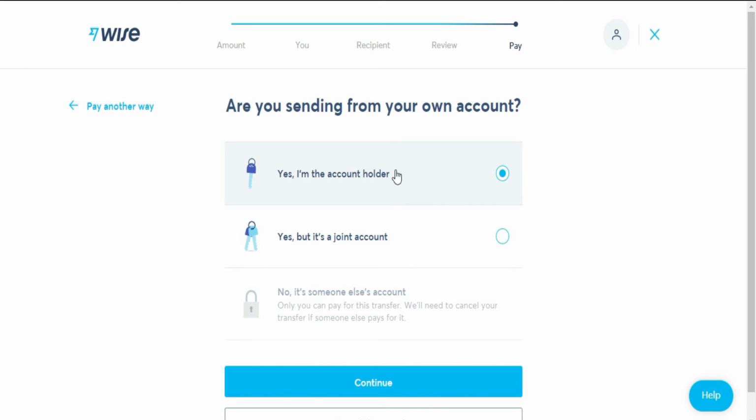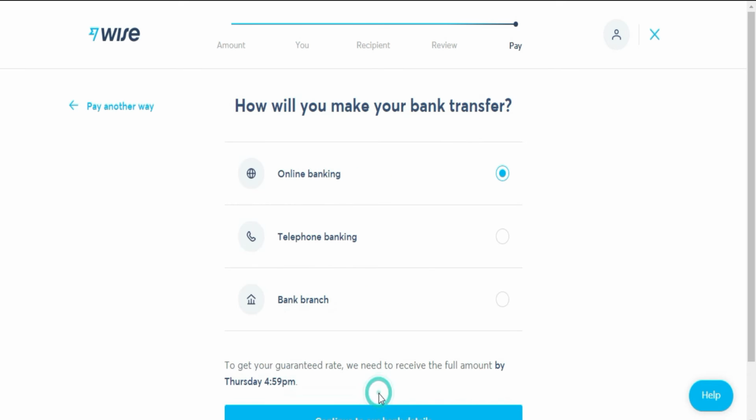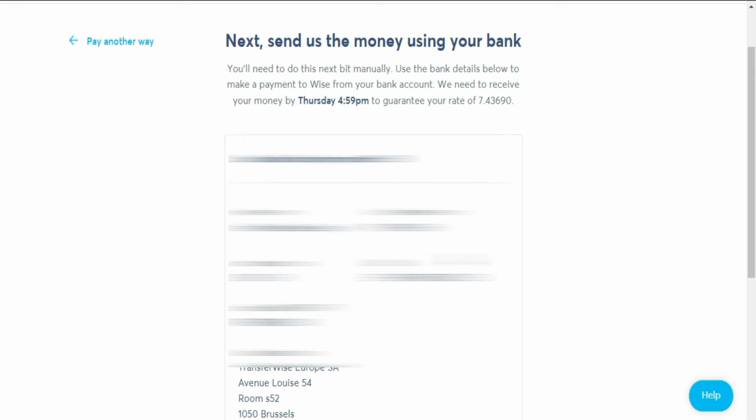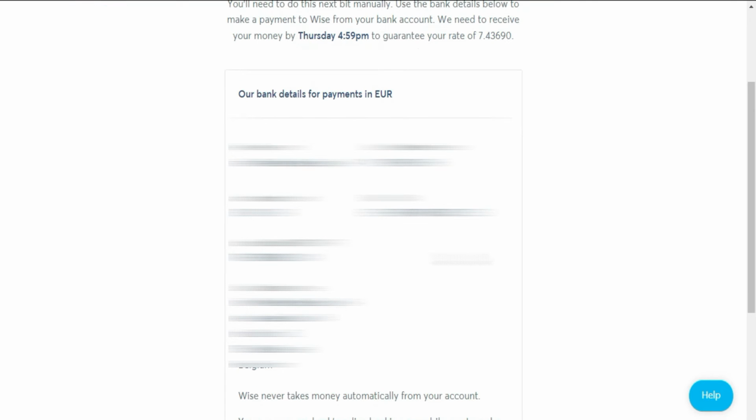In the case of using bank transfer, we must indicate if we are ourselves who will send the money or someone else, and the way in which we will make the transfer, and that's it. Once you have made the payment, the money will be on its way to the bank account you have indicated. This way, you will have been able to send money in another currency without paying the high commissions that banks have, in addition to unfavorable currency exchange rates.